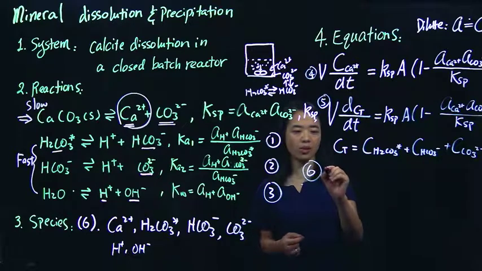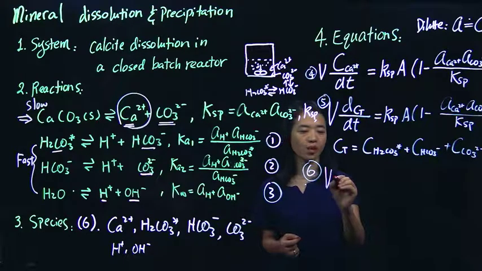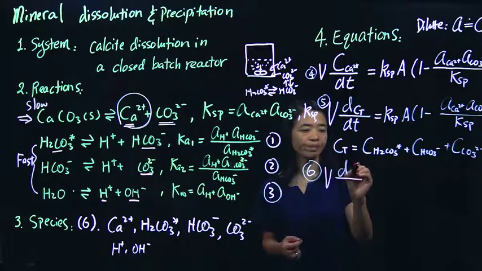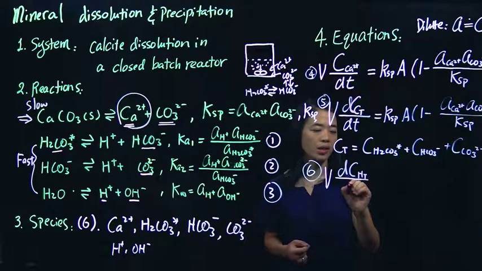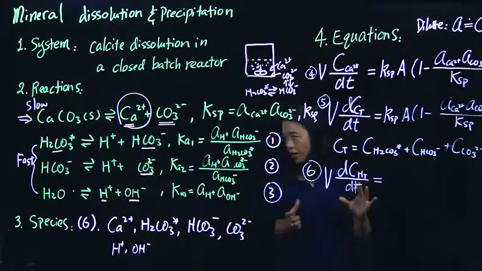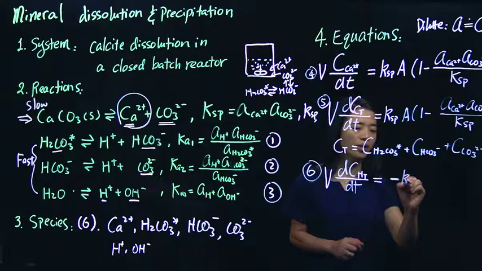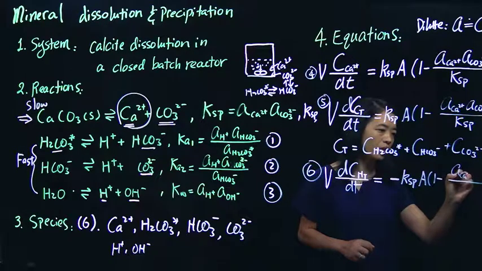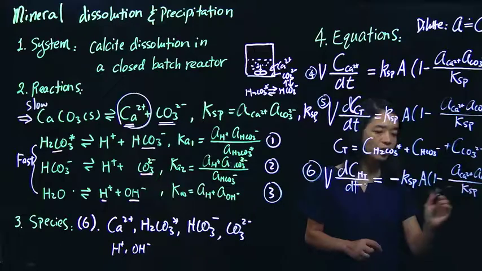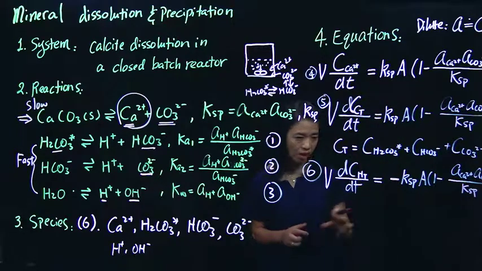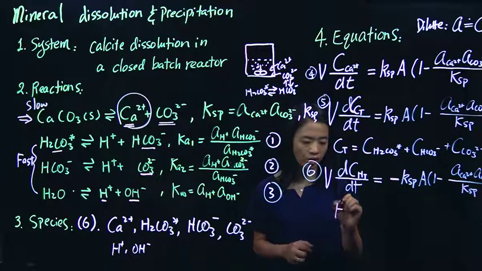I'm not going through the detailed derivation of how we come up with this, but let's call this dCHT/dt, which is the change in the concentration of total hydrogen ion. By dissolving calcite, it actually decreases the acidity of the system. So it will have minus Ksp times (1 minus the activity ratio of Ca2+). So again, it's the same rate law, but it does have the minus sign there, meaning it's decreasing the total acidity of the system.